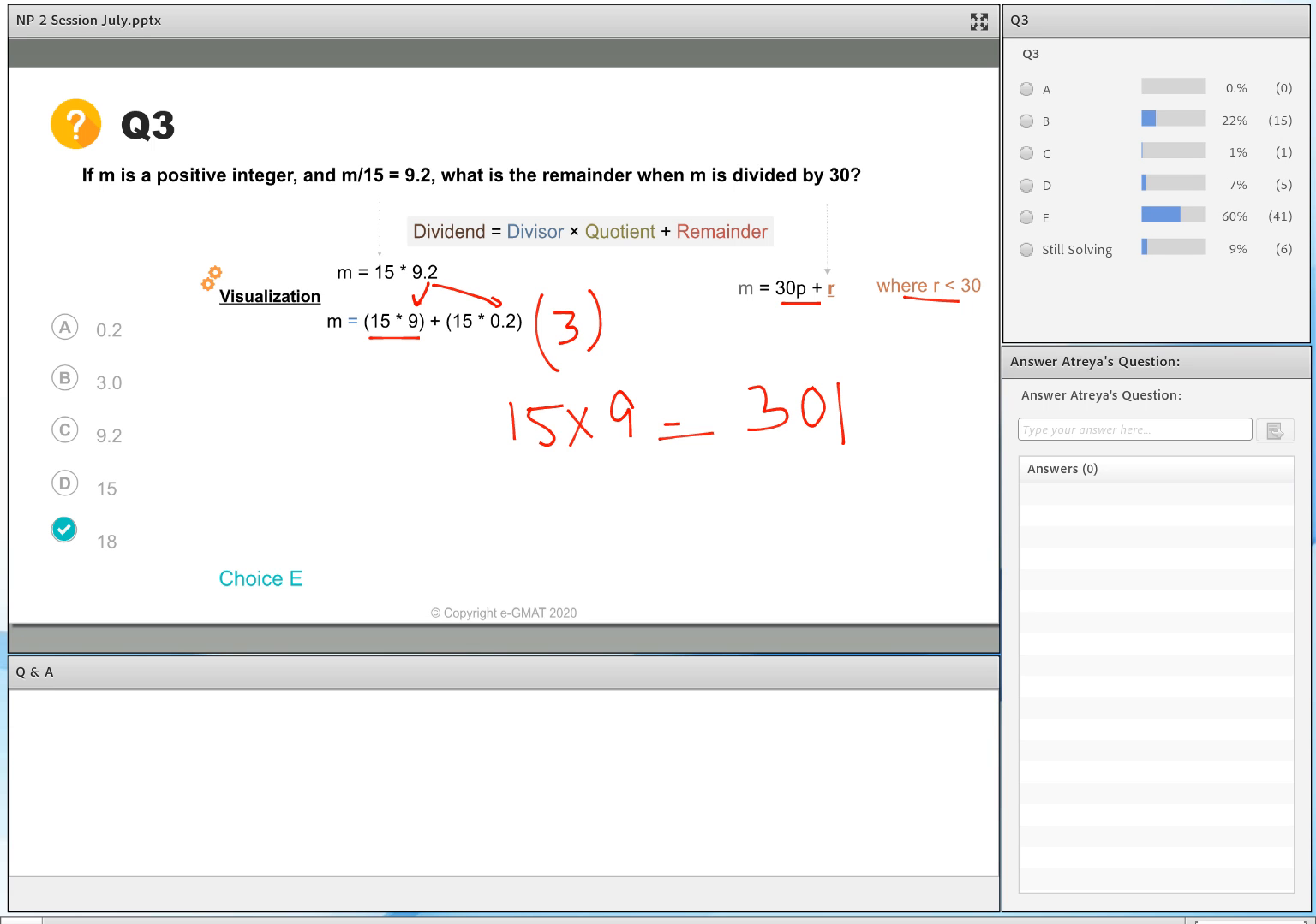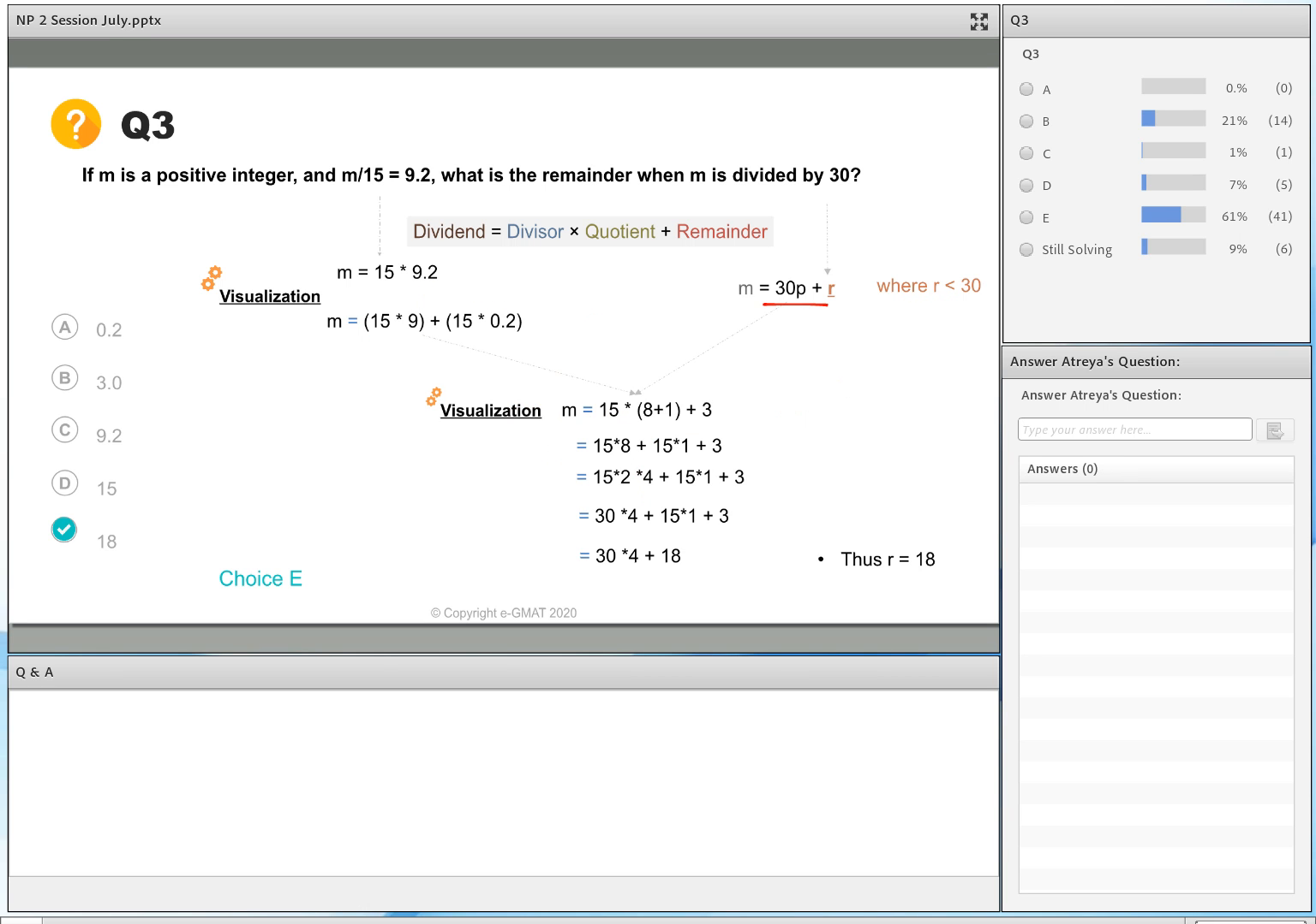30p, right? The challenge over here is to make a 15 turn to a 30, I need a 2. So I need an even number. But the number that I have with 15 is an odd number. So what do I do? I convert this number into even plus odd. So what I do over here is I convert 9 into 8 plus 1. Now that I have an 8, turning that 15 times 8 into 30p becomes very, very easy.